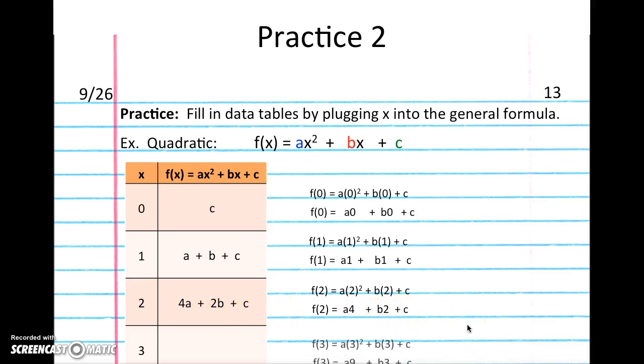And then last but not least, where x is 3, we get a times 3 squared plus b times 3 plus c. That gives us a times 9 plus b times 3 plus c. And I am going to rewrite it again with the numbers in front: 9a plus 3b plus c.